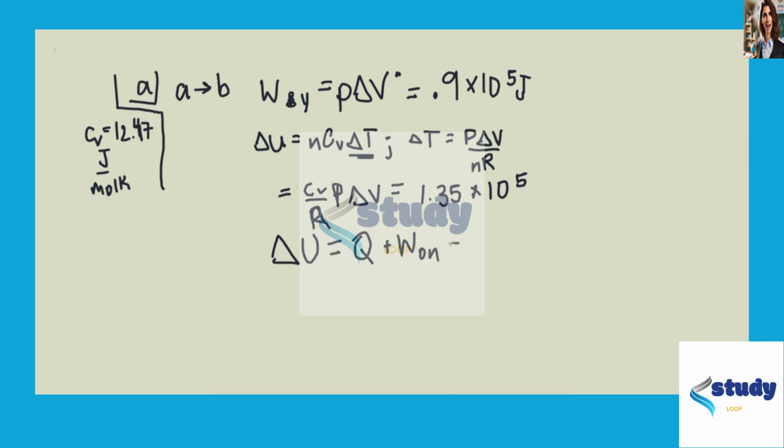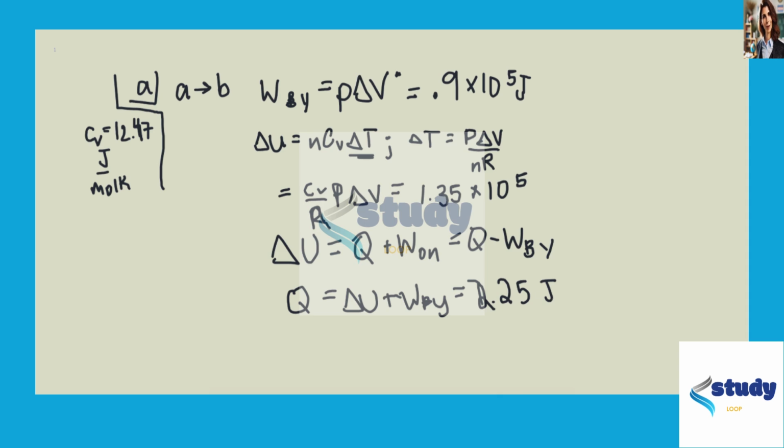And delta U equals Q minus the work done by the gas. And so you can get your Q from that. So you get Q is delta U plus the work done by the gas. And that is just the sum of these two things that we calculated. So then that gives you 2.25. I'm just doing that in my head. I guess that's right. Yeah, 2.25 joules. Great. So now we have from A to B.